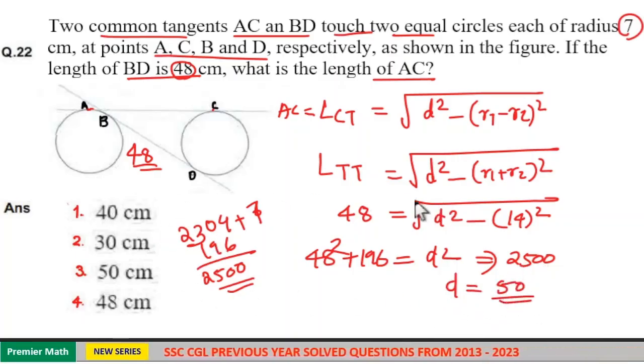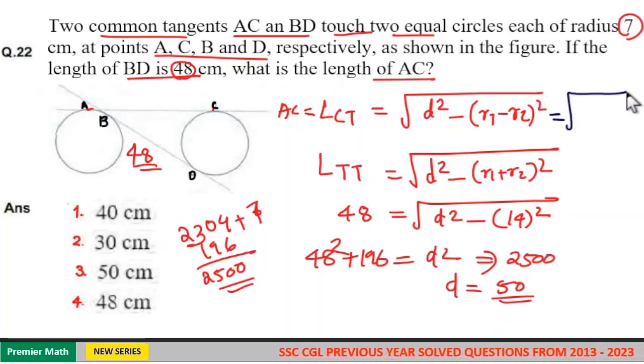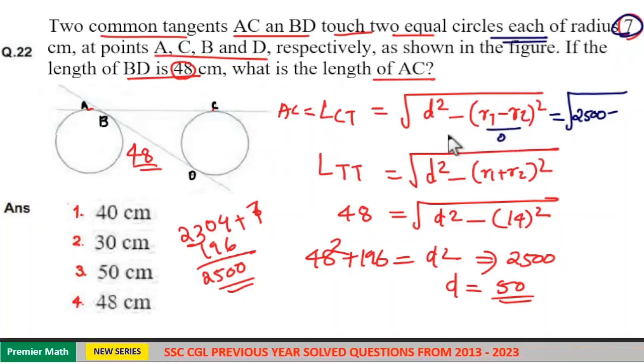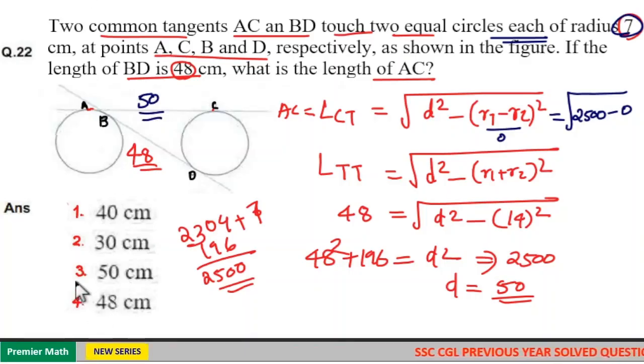That is, the length of common tangent is equal to root of D square, 2500, minus R1 minus R2 whole square. R1 minus R2 is equal to 0. This term will become 0 because both the circles have the same radius. So the length of common tangent is equal to root 2500, which is 50. So option 3 is your answer.